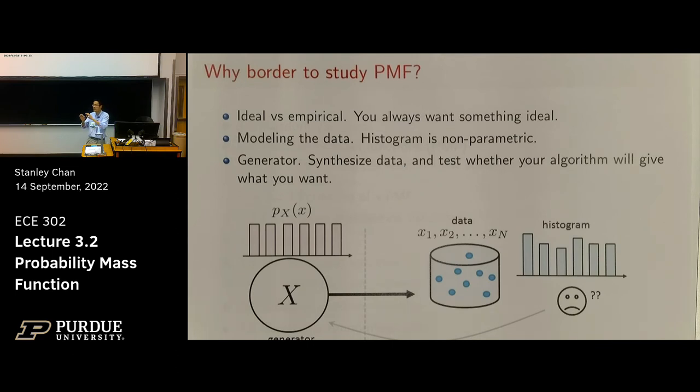Okay, so there are two paths. One is the forward path, where you want to synthesize data. In machine learning, this is very common. I have certain events, scientific events.